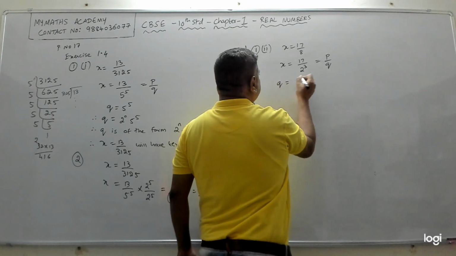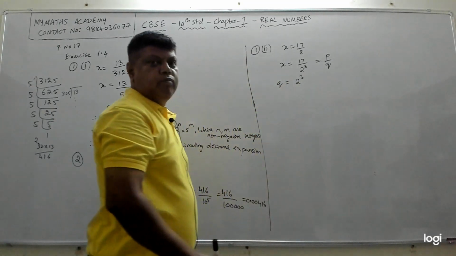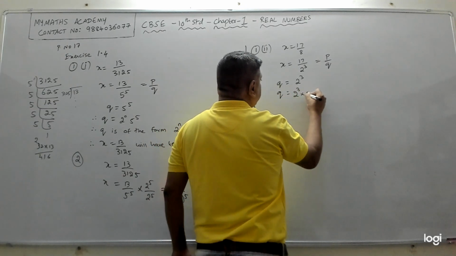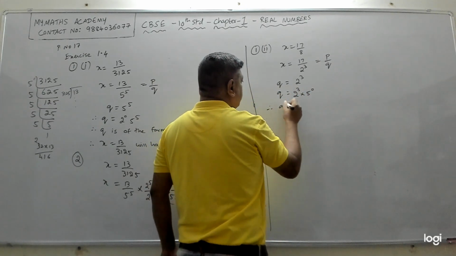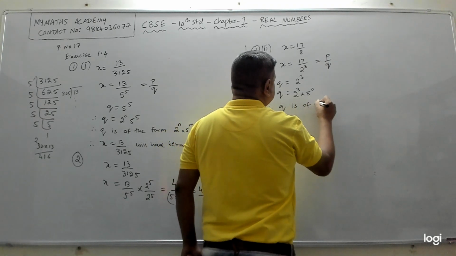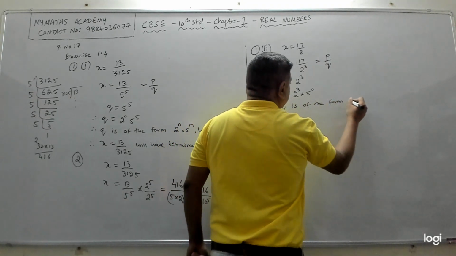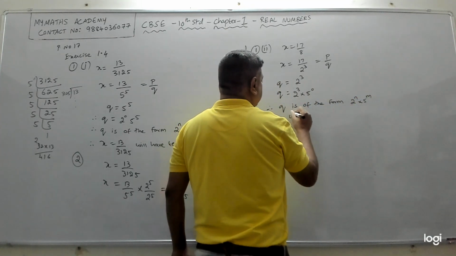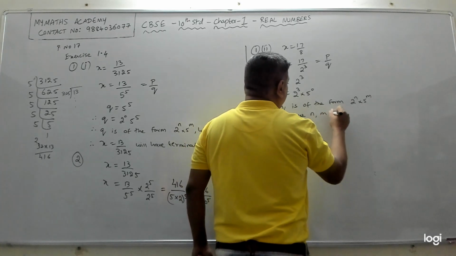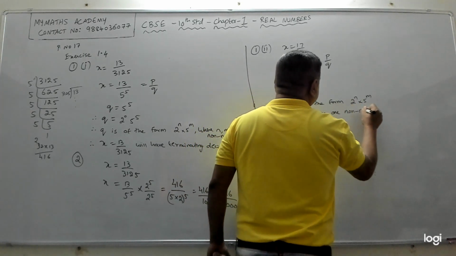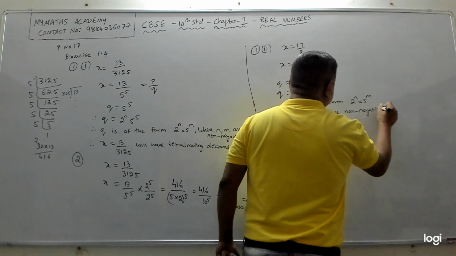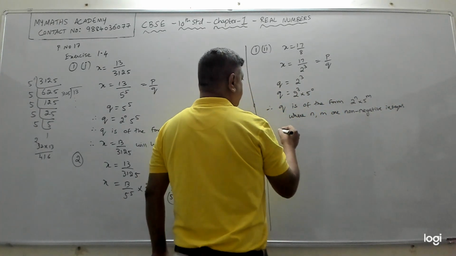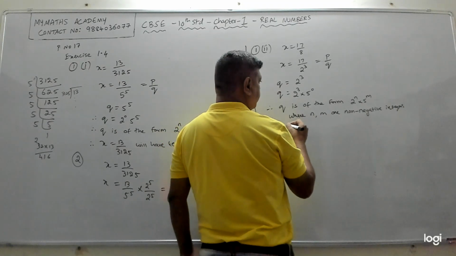Now what is my q? Q is 2 power 3. Now that can be written as what? 2 power 3 can be written as 2 power 3 into 5 power 0. So therefore q is of the form 2 power n into 5 power m, where n, m are non-negative integers.